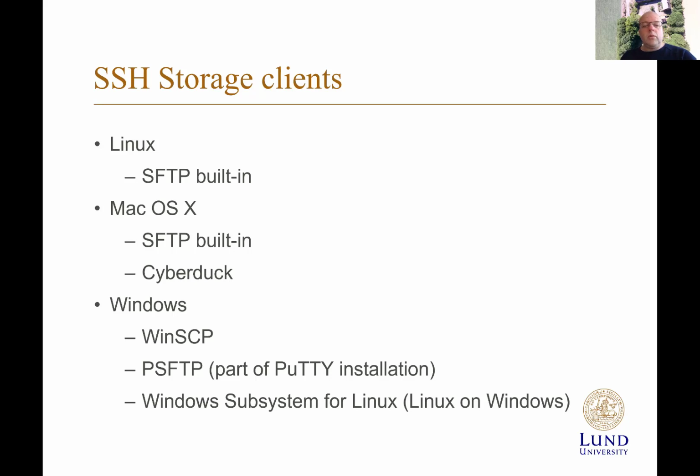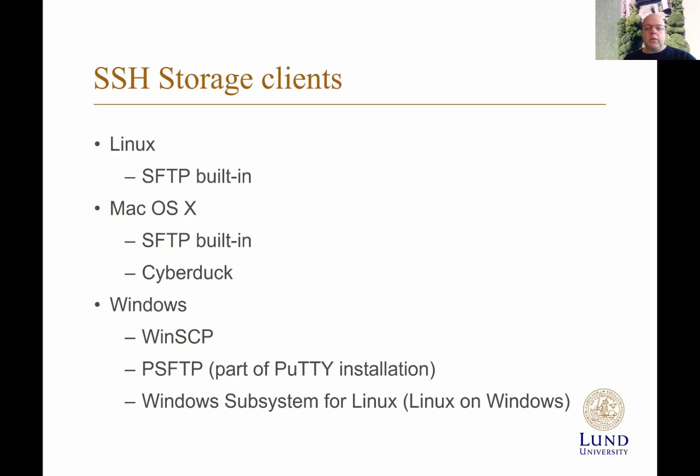On Windows, the best tool is probably to use the command line or the graphical user interface client WinSCP. WinSCP looks like a file explorer window, so it's very easy to use. You can just drag and drop files between your local machine and Aurora. There is also a command line tool, part of the PuTTY installation, which is a terminal installation, which also contains a command line SFTP tool, which you can use from the Windows command line.